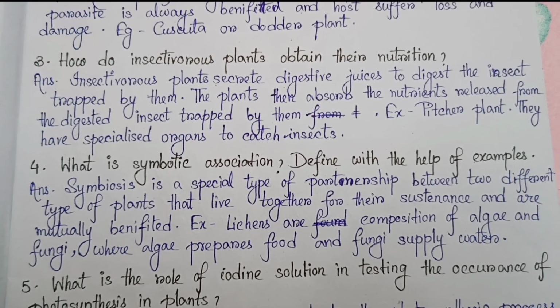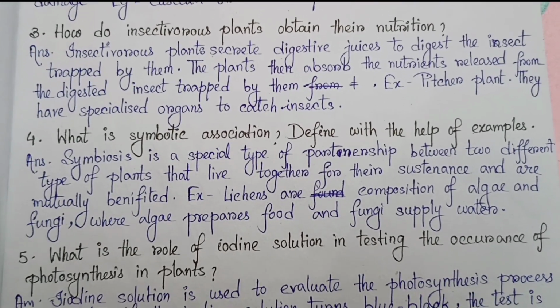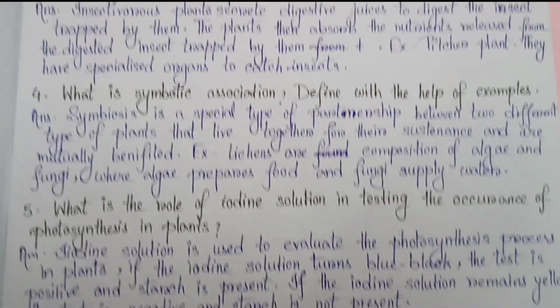Example, lichens are a composition of algae and fungi, where algae prepare food and fungi supply water.